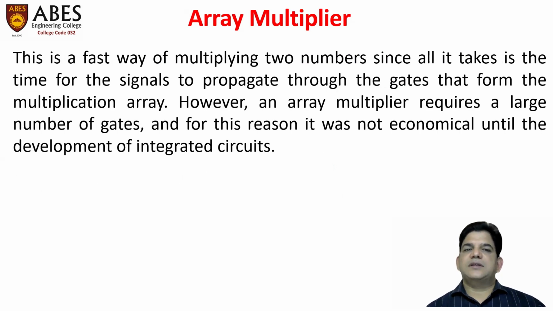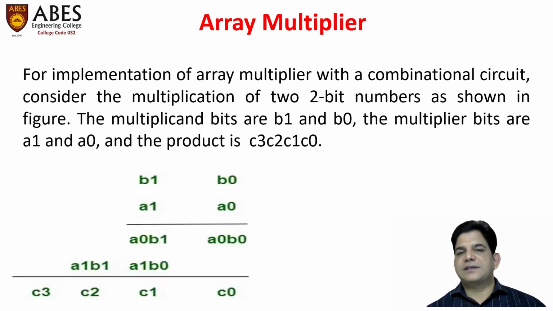The array multiplier is a fast way of multiplying two numbers, since all it takes is the time for the signals to propagate through the gates that form the multiplication array. However, an array multiplier requires a large number of gates, and for this reason it was not economical until the development of the IC, that is, integrated circuits.